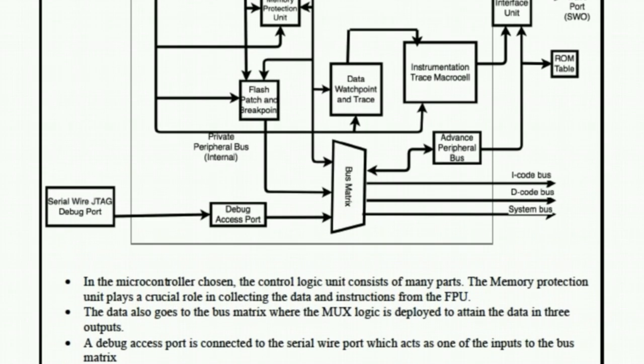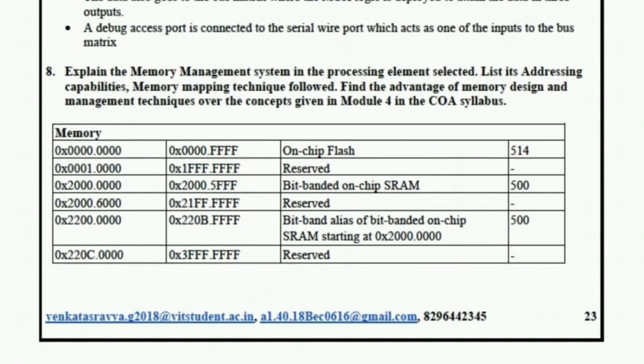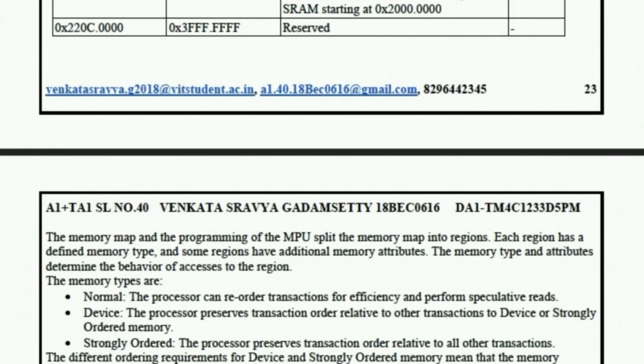So this is the control, this is the CPU diagram of the microcontroller. Now let us look at the memory mapping that we have. As you can see, the minimum is 0000. It goes all the way till FFFF hexadecimal. It is broken down into several parts, starting from the on-chip flash and to the reserved part of the microcontroller.